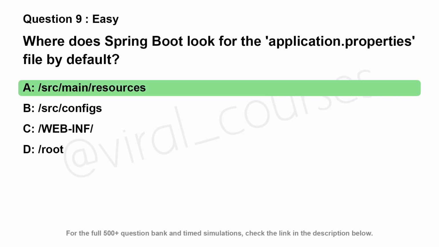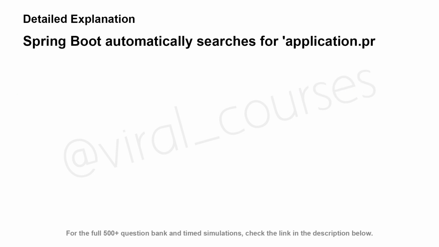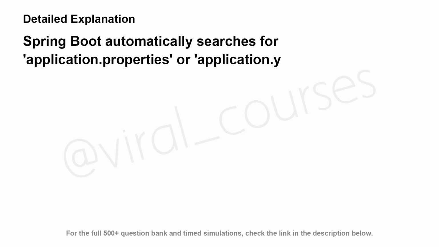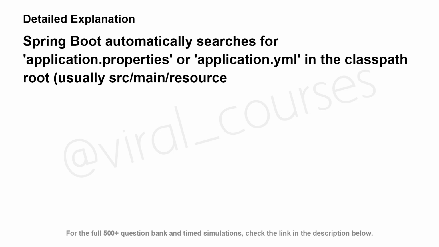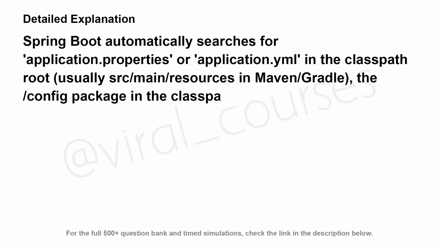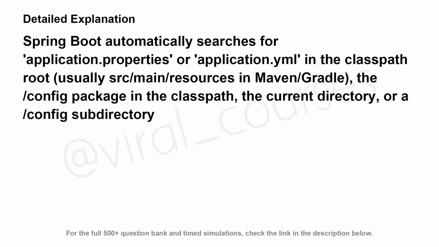The correct answer is A. Spring Boot automatically searches for application.properties or application.yml in the classpath root, usually src/main/resources in Maven or Gradle, the config package in the classpath, the current directory, or a config subdirectory of the current directory.